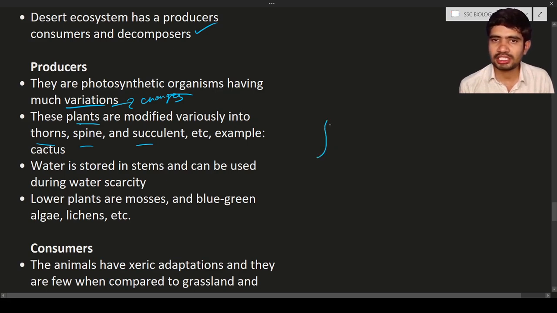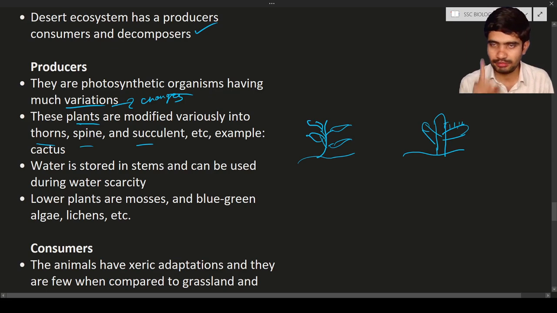For example, let us say this is a plant in the land, normal, near your house or near your school. It looks in this way. But in the desert, the plant will not be like this. The plant looks in this way. For example, cactus. They have small thorns like spines. Spines are there, etc.